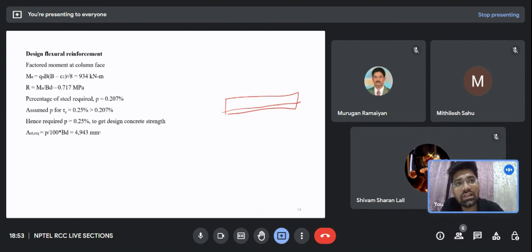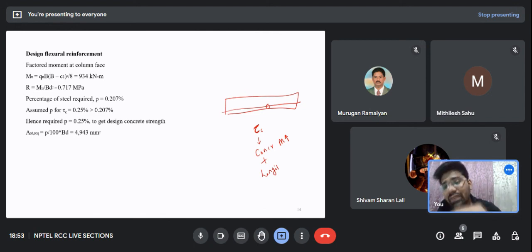Because of this percentage, the higher the percentage of steel in my beam, we are finding the tau c. Tau c is the shear resistance provided by concrete plus the longitudinal reinforcement. So the higher the grade of concrete, the higher will be the shear resistance. The higher the longitudinal reinforcement, the more it will be able to resist the cracks which are developed due to the shear.